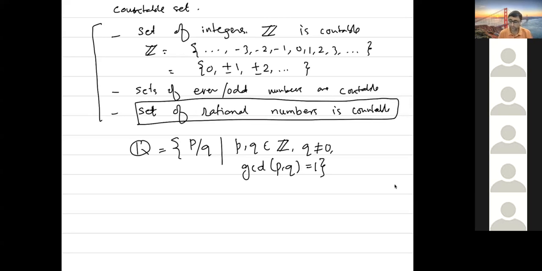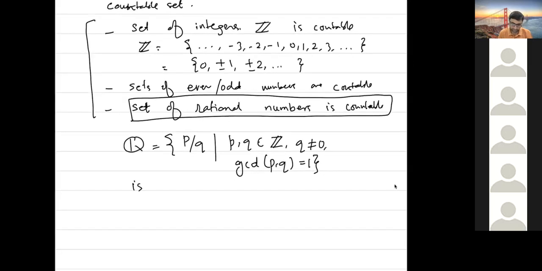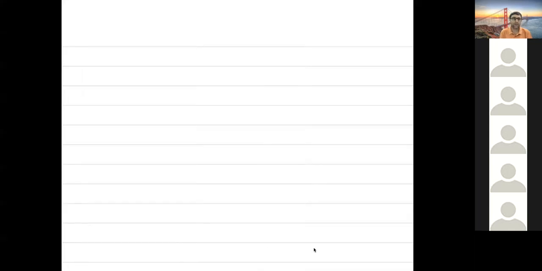So my claim is that the set of rational numbers is countable. What do you think about it? Is Q countable? Yes, the set Q is countable. And I can show you why it is countable. And that's basically Cantor's diagonalization argument.